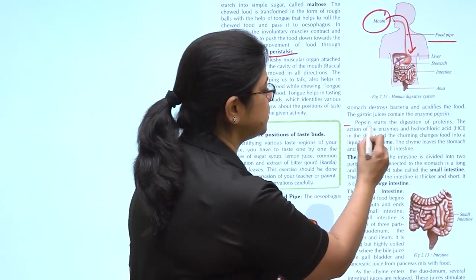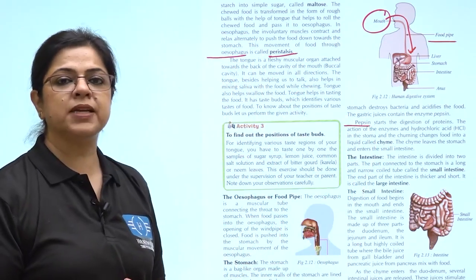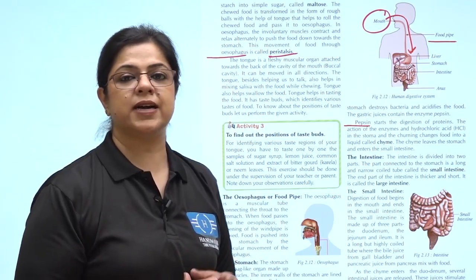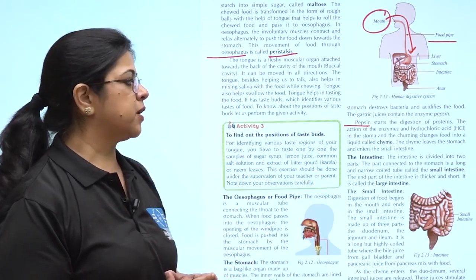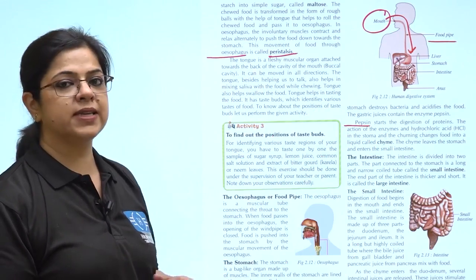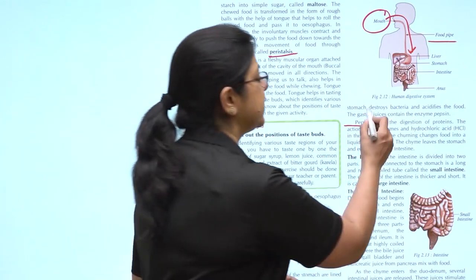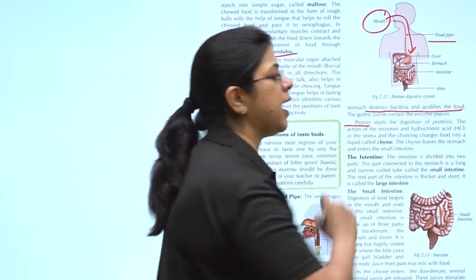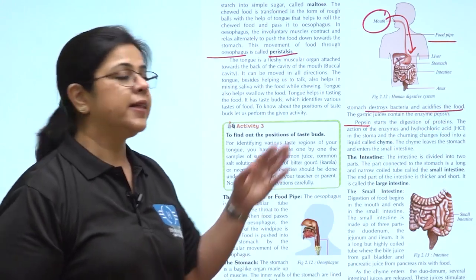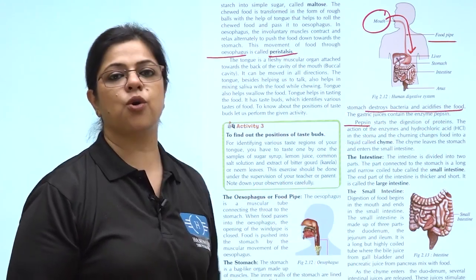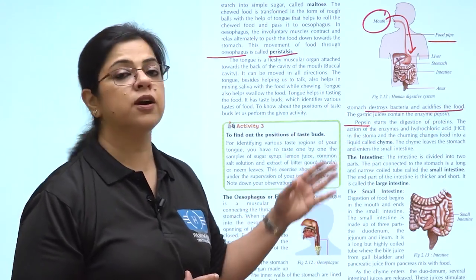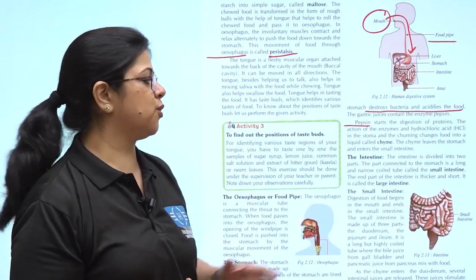it releases many enzymes. Pepsin begins to digest the proteins that are present in the stomach. The stomach also contains hydrochloric acid that destroys the bacteria and acidifies the food. This enables the other organs to digest the food very smoothly further on.